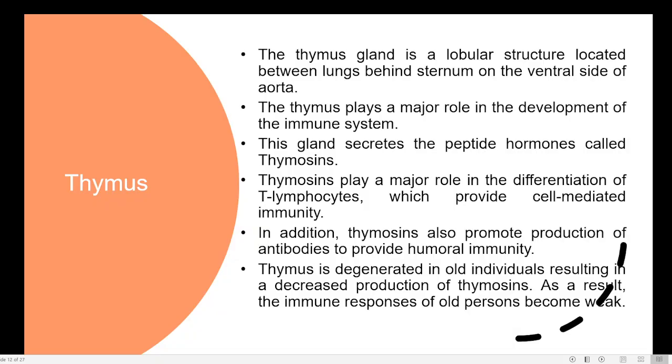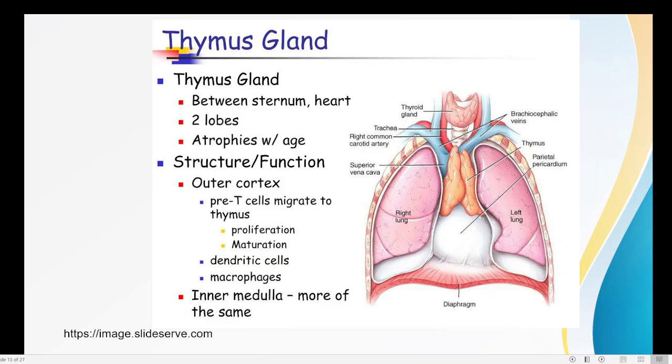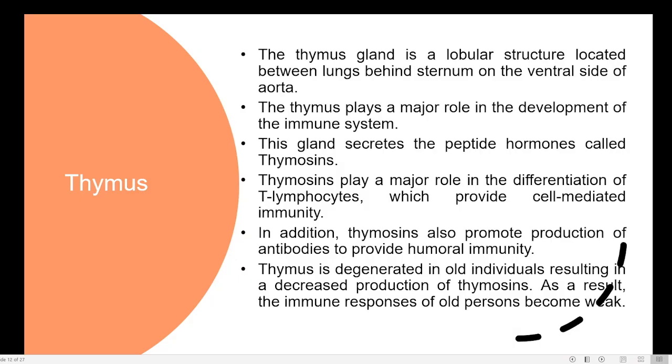It is playing a very important role in the development of your immune system. How? Because thymus is playing a very important role in the production of lymphocytes and other types of immune cells. This gland secretes a peptide hormone known as thymosin. So the hormone produced by thymus gland is known by the name thymosin. Thymosin plays a major role in the differentiation of T lymphocytes, which provide cell-mediated immunity. So right now just remember that cell-mediated immunity is a type of immunity controlled by lymphocytes.